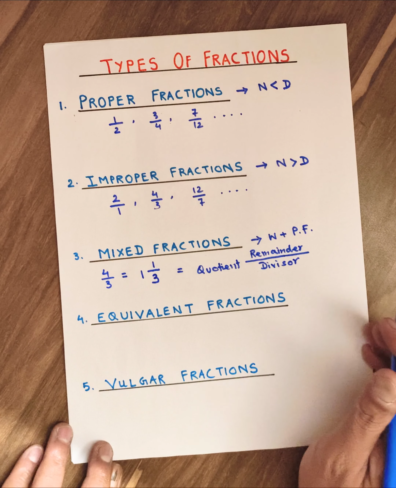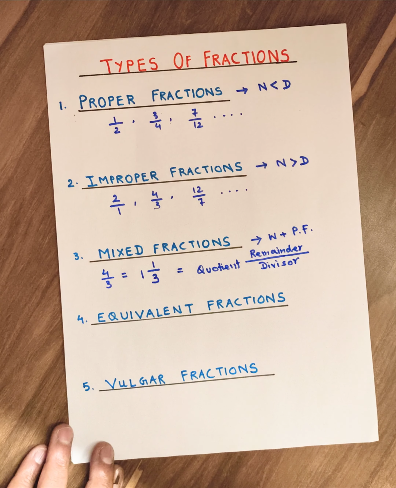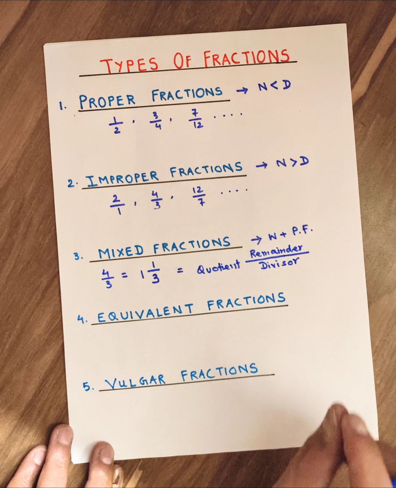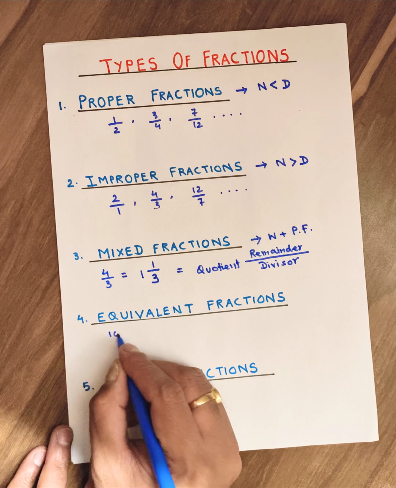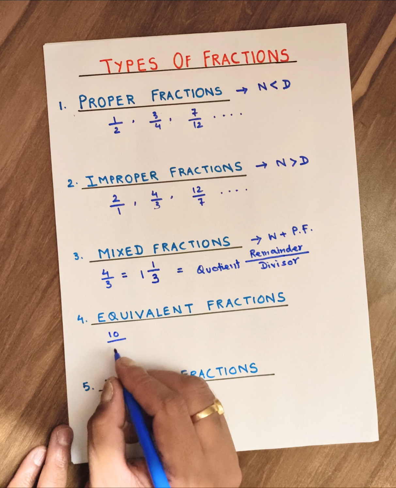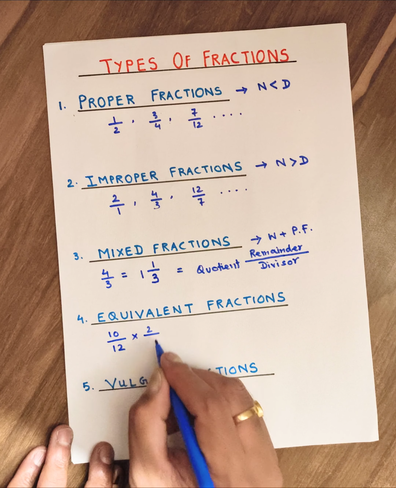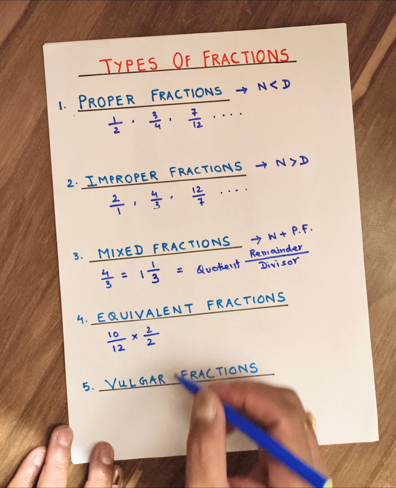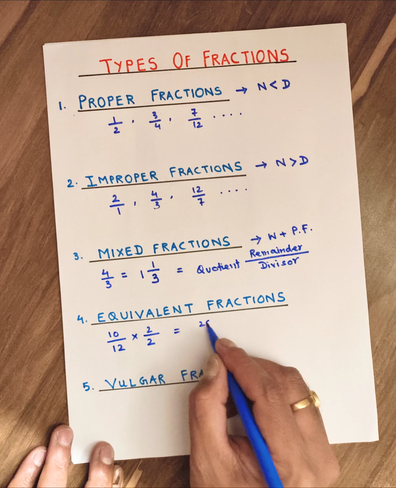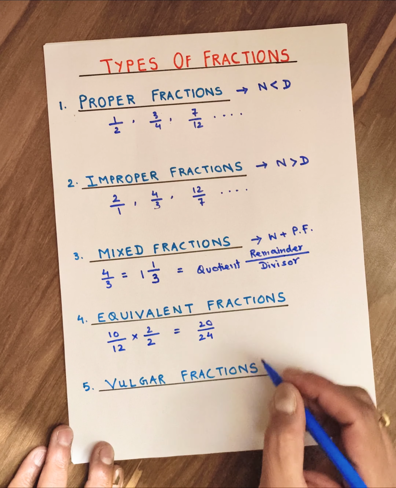Now equivalent fractions. What are equivalent fractions? Equivalent fractions are those fractions which have the same smallest fraction throughout, right? If we see 10 divided by 12, let's say, correct? Now if you multiply the numerator by 2 and the denominator is also multiplied by 2, what is the answer we get? We get 20/24. Correct?